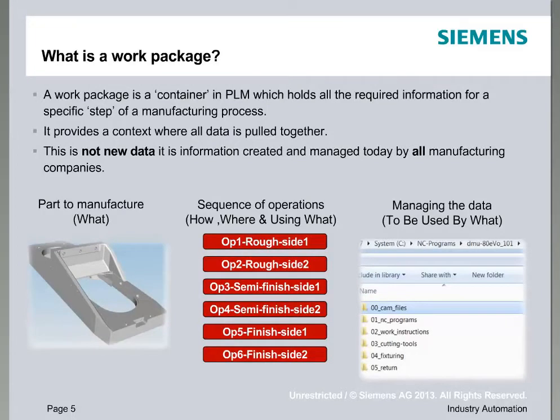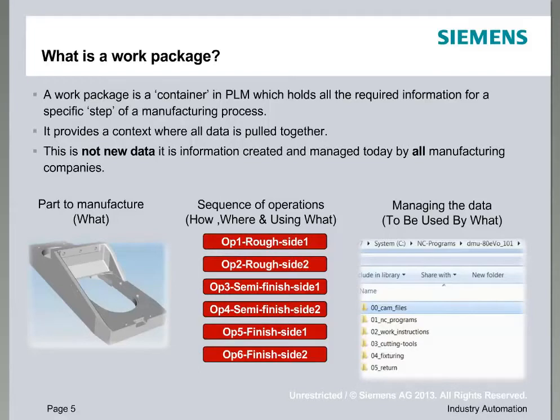It's data that you have to create today in order to actually go down to your shop and drive your machines. And fundamentally, if you think of it as taking the part that you want to manufacture, the what, you as an NC programmer work out how you're going to make that part. You decompose it into the different steps, the individual NC programs, the different operations. So you work out the how, you work out the where, you know which machines you're going to use, and you work out which tools you're going to use, using what. When you've created those NC operations, those NC programs, you then typically have to manage them and put them somewhere.